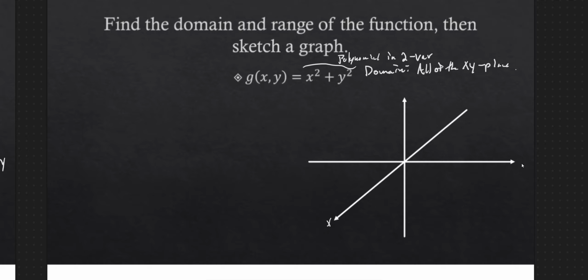Here's my x, here's my y, here's my z. So no matter what point on the plane, I should be able to either go up or down and hit a point on the surface. All right, so we'll proceed in the same way we did last time. Our first step is just setting z equal to g of xy, the output of the function. So we'll have z equals x squared plus y squared.